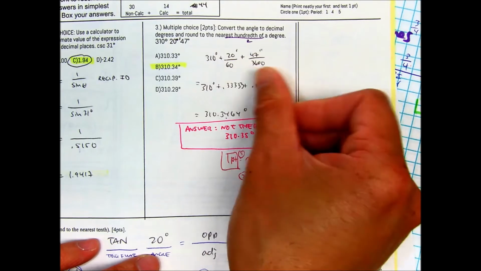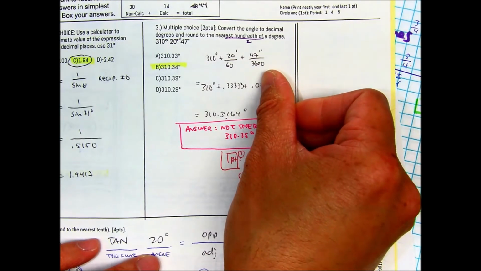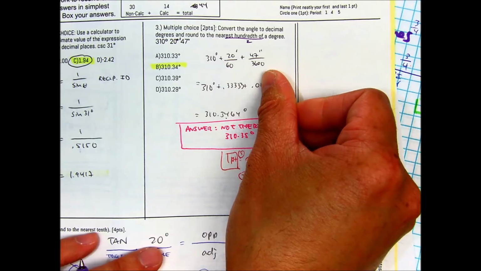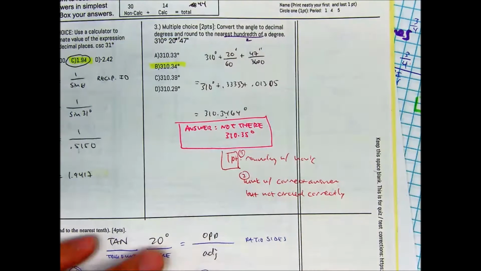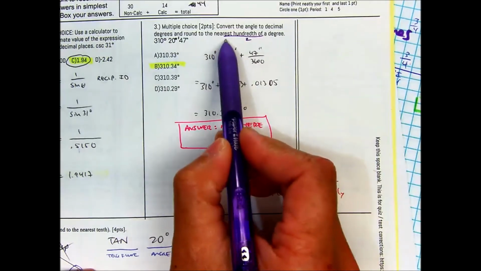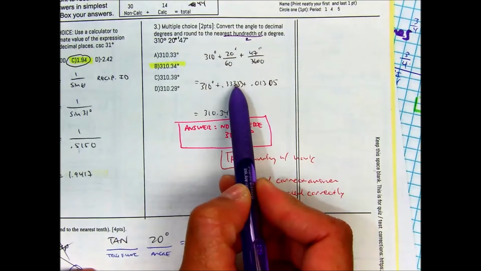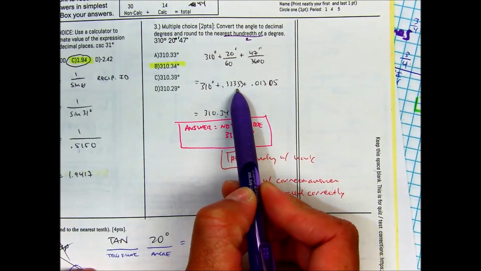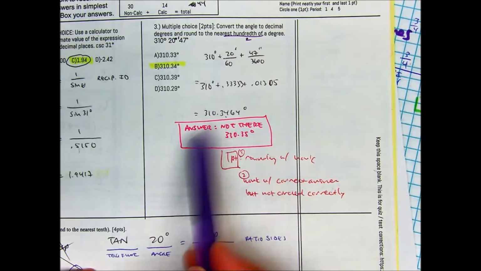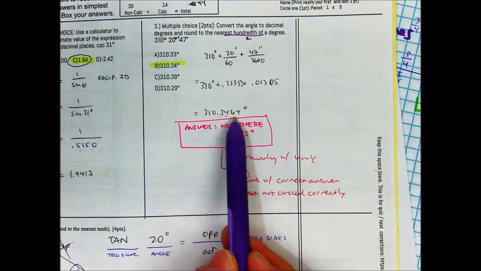0.33 plus 0.01. That would have been sufficient, but I've seen students who didn't write enough decimal places. So again, I know it says round to the nearest hundredth. Don't do that here in your work. Do that in the final answer. If you add those together, I get 310.3464 degrees.